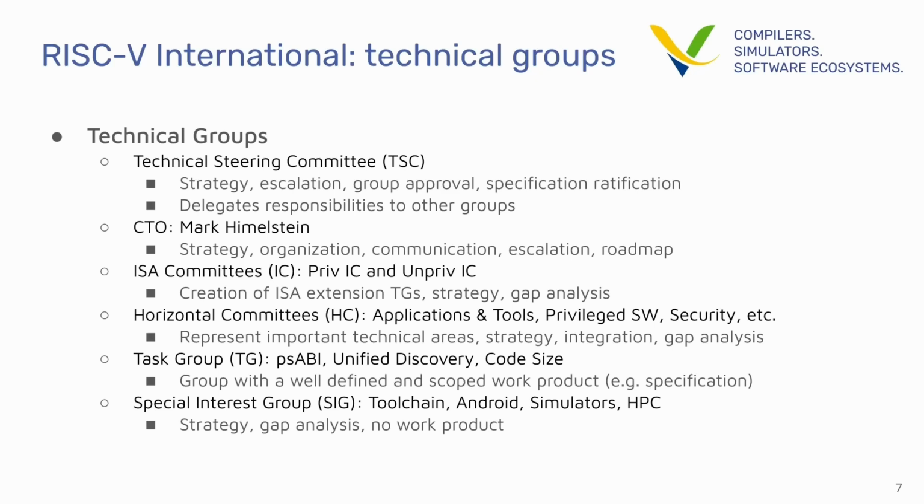The CTO, Mark Himmelstein, is responsible for creating a strategy, organizational areas like elections, and creating a roadmap. There are two ISA committees, or ICs, the Privileged IC and the Unprivileged IC. They are responsible for creating ISA extension TGs, driving the gap analysis, and developing a strategy for further development.